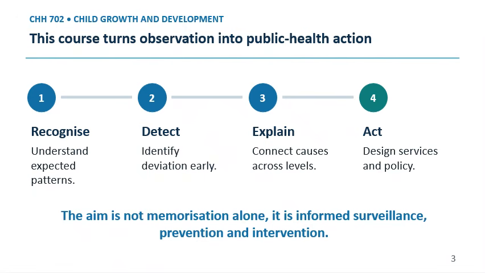If we detect a problem without a pathway from assessment and support, detection alone may not improve the child's life. You will notice also that the arrows move in one direction, but practice includes feedback. After we have acted, we measure again. We ask whether the child improved, whether the family could use the service, whether the program reached those at greatest risk, and whether unintended problems emerge. Therefore, the full public health cycle is to recognize, detect, explain, act, and evaluate.